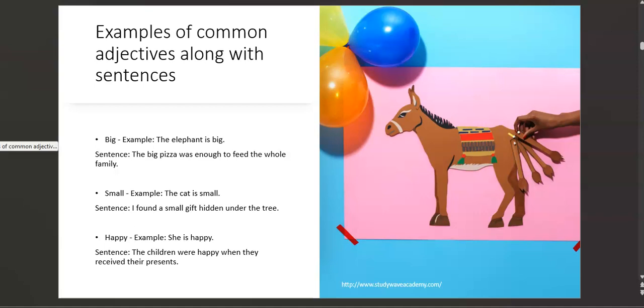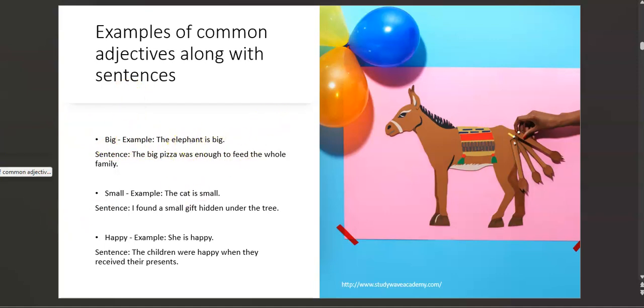So I've given some examples of common adjectives that I know all of you or some of you use, know, and have even heard of. I've given the examples alongside them so that you can understand better what common adjectives are. So the first example is big. So here, big is my first example. So the elephant is big.